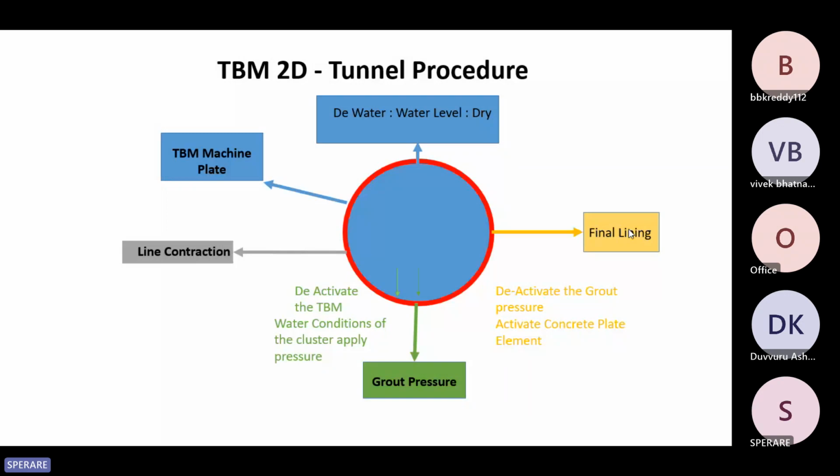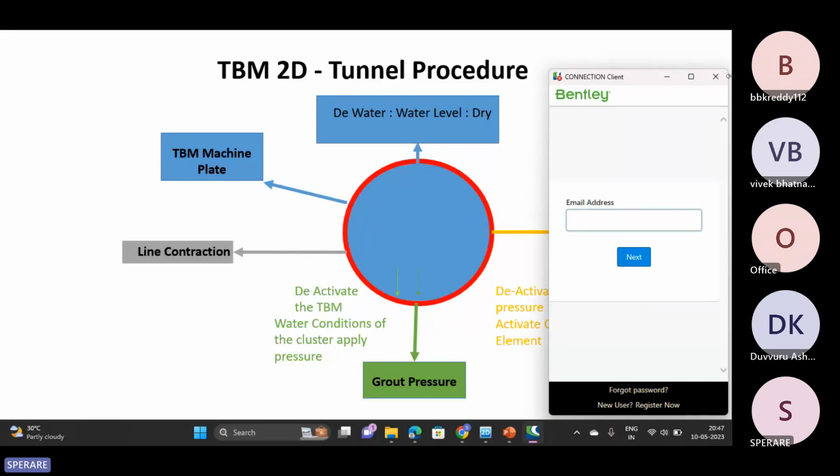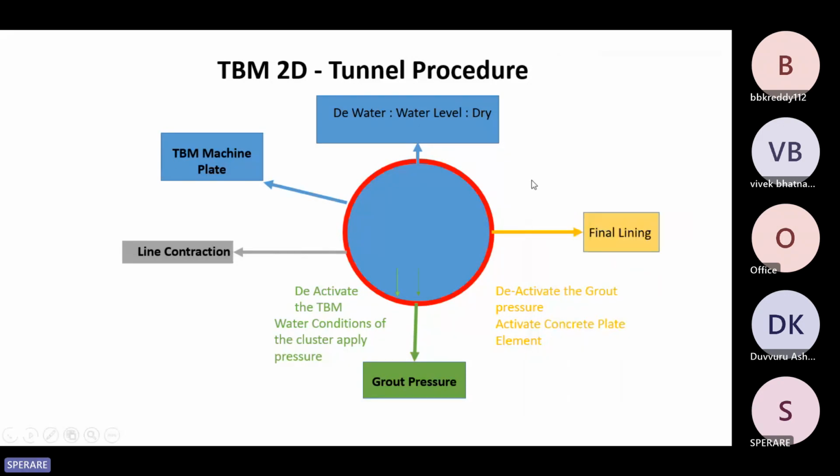First, you have to deactivate the water. Second, activate the tunnel boring machine through plate elements. Then the line contractions. Then you have to deactivate the tunnel boring machine, which means deactivating the plate element and applying a grouting pressure. After that, deactivate the grouting pressure also and activate the plate elements. So this is the procedure we need to do. Did you get an idea? If you say yes, then I will take you to the software and show you the same procedure.